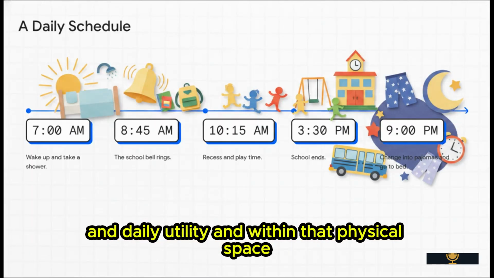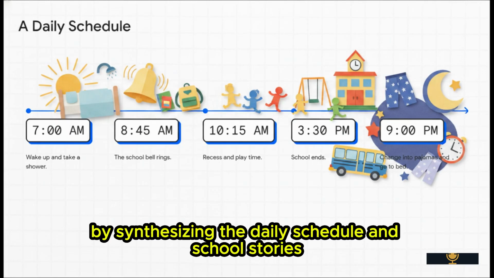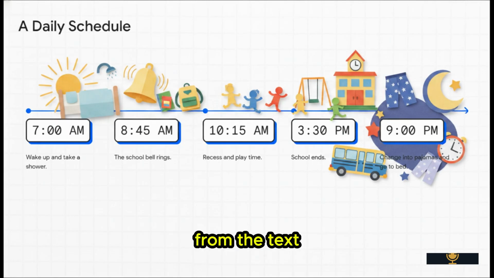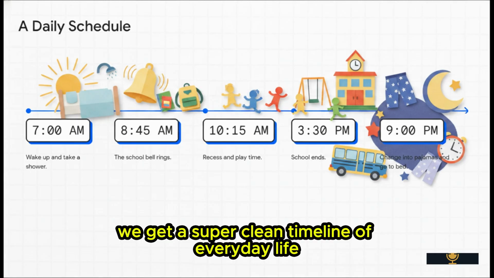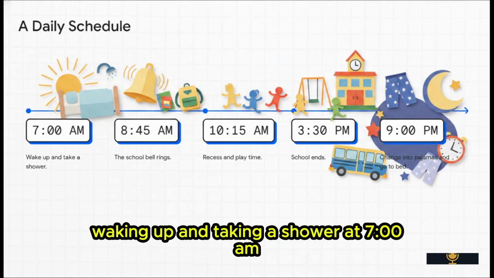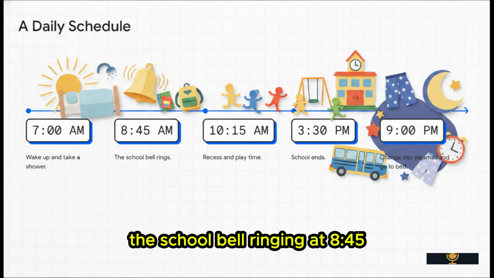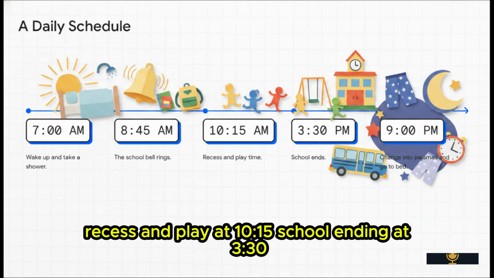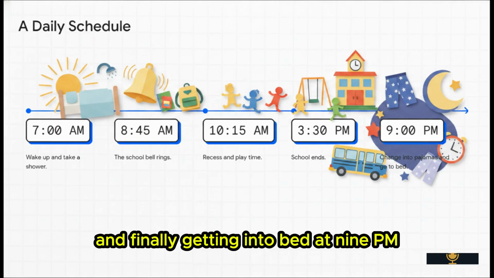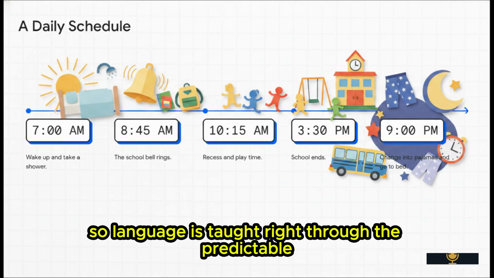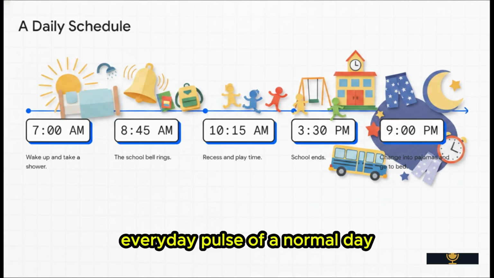And within that physical space, there's a rhythm. By synthesizing the daily schedule and school stories from the text, we get a super clean timeline of everyday life. Waking up and taking a shower at 7 a.m., the school bell ringing at 8:45, recess and play at 10:15, school ending at 3:30, and finally getting into bed at 9 p.m. So language is taught right through the predictable everyday pulse of a normal day.